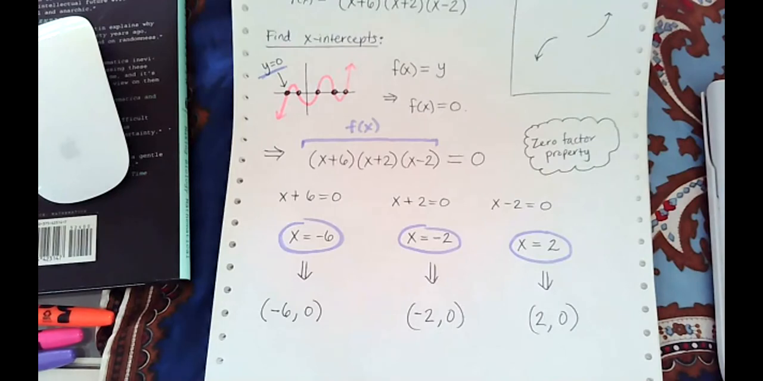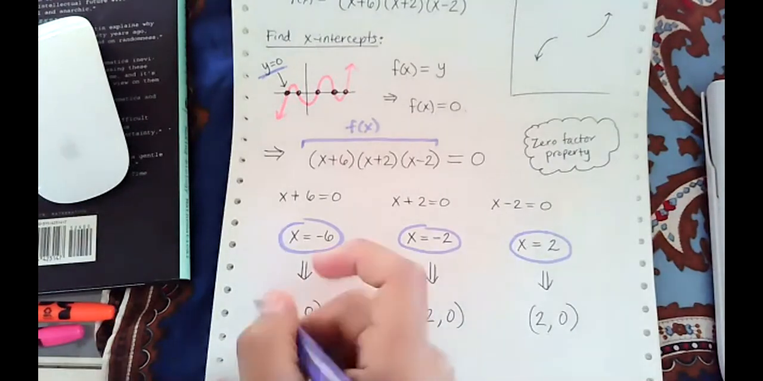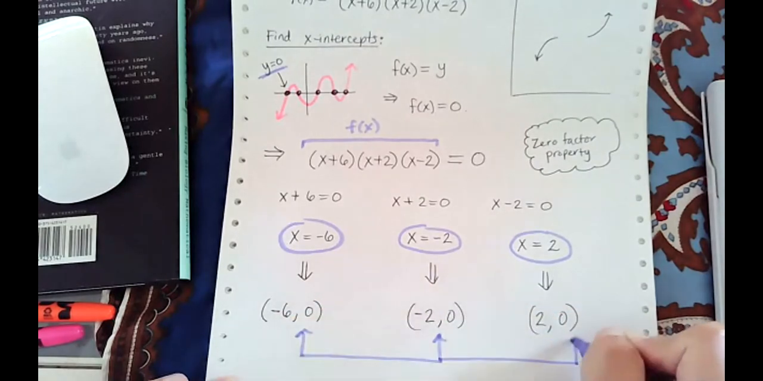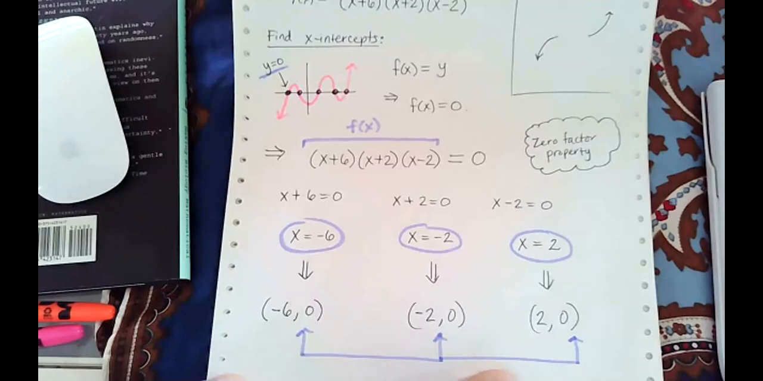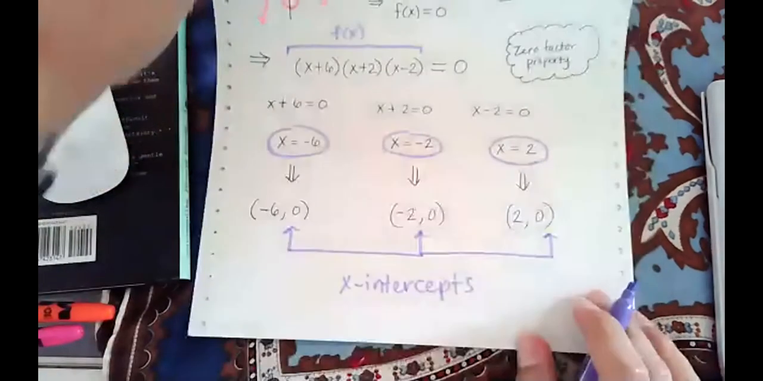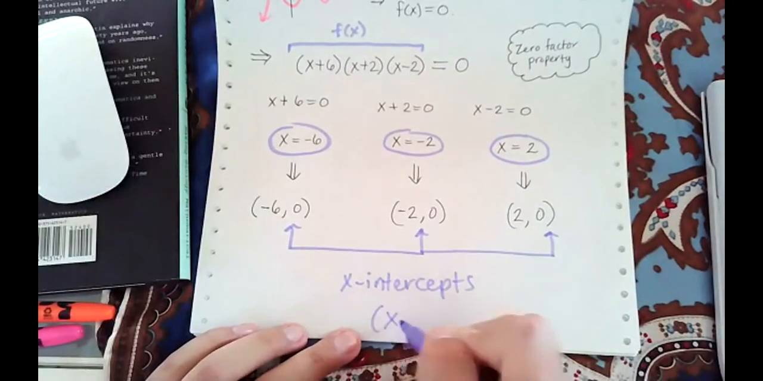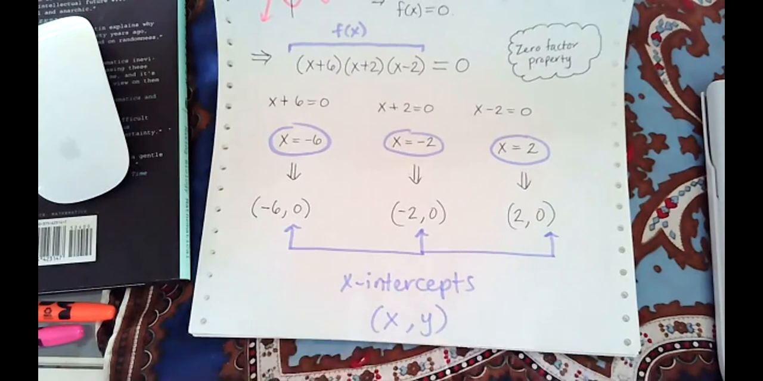So now I have three points that I can plot and I can start to make out what this graph is going to look like as I draw my sketch. Okay, so all of these guys are x-intercepts. And they're written as ordered pairs, so that's why they're x comma y.